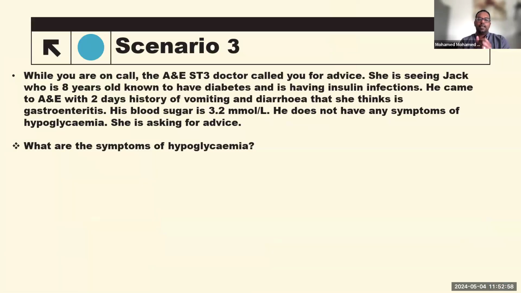So while you are on call, an A&E doctor called you for advice. She's seeing Jack, who's 8 years old, known to have diabetes, and is having insulin injections. He came to A&E with 2 days history of vomiting and diarrhea that she thinks is gastroenteritis. His blood sugar is 3.2. He does not have any symptoms of hypoglycemia.